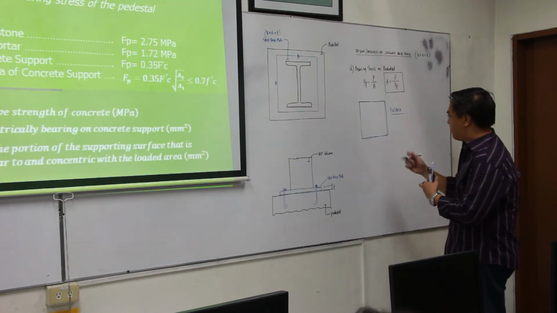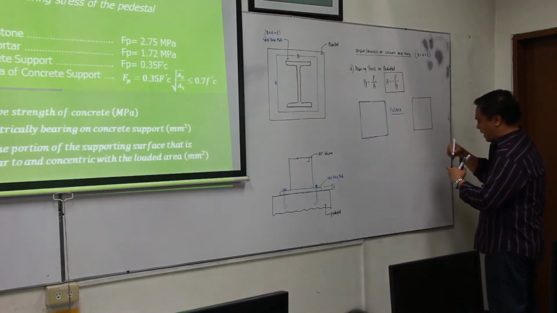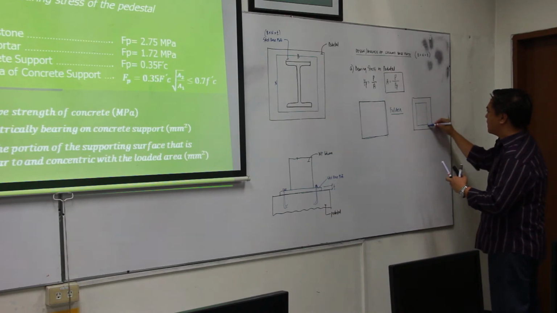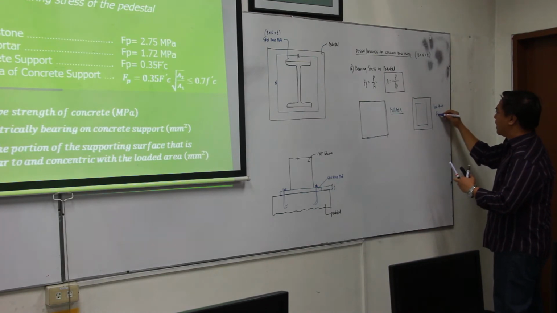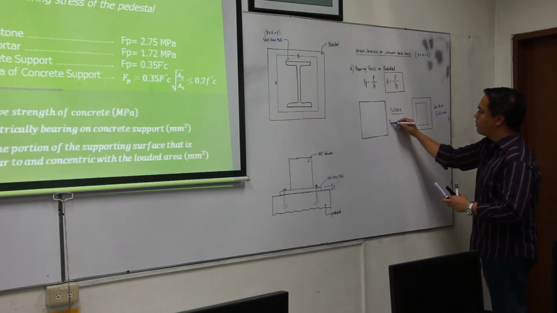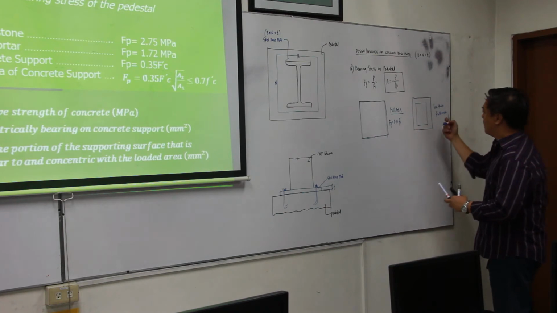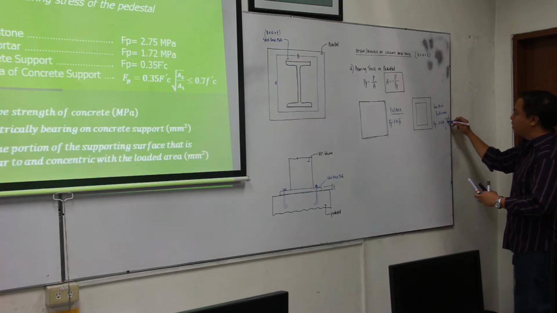So if the pedestal is like this, and if your base plate is less than the full area, so this would be less than full area. Okay? So for this case, our allowable bearing stress is to be taken as 0.35 of fc prime, while in this case, 0.35 of fc prime, but we need to multiply it with this factor of square root of A2 divided by A1.